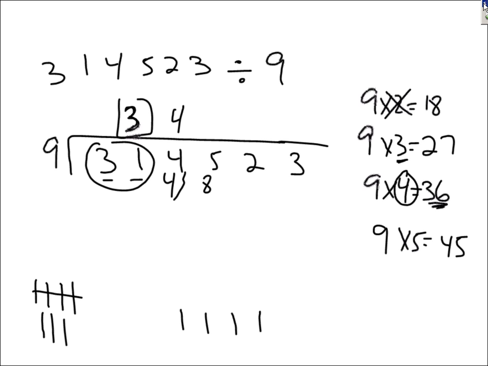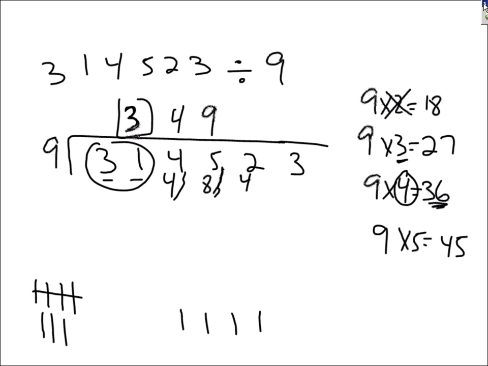9 into 85. Let me say what I really mean to say. 9 times 9 is 81, which is less than 85. And 9 times 10 is 90, which is bigger than 85. So 9 is the winner. 9 times 9 is 81. When I take 81 from 85, I get 4 left over.